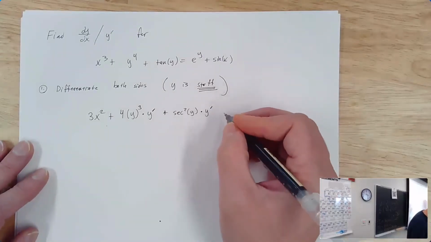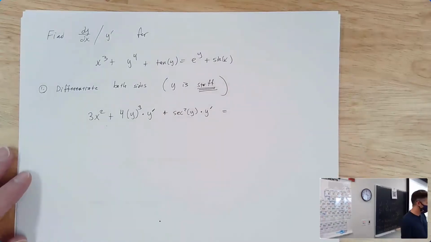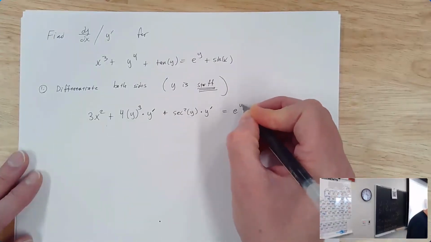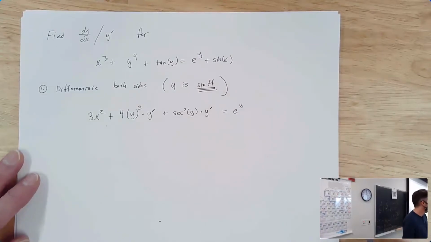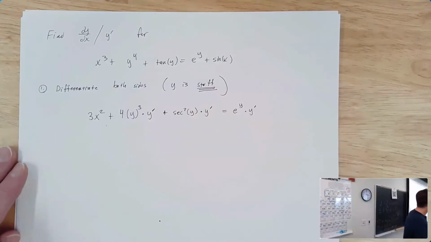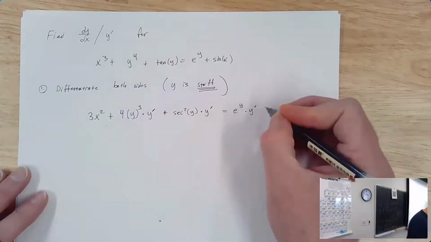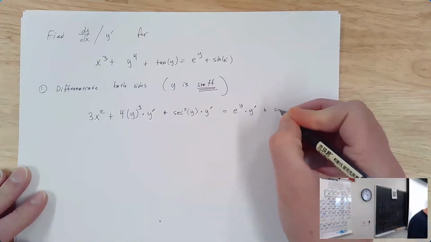I should have thrown in a y. All right, what's your e to the y? E to the y. Did I forget something? I did: the derivative of the stuff. Whenever you differentiate something that has a y in it, you end up having to multiply by the derivative of the stuff, which is y prime. The derivative of sine of x is cosine of x.